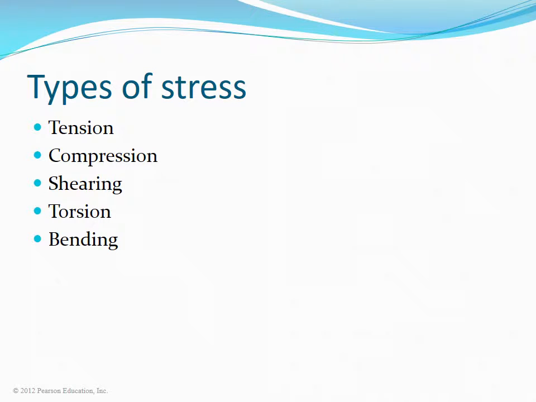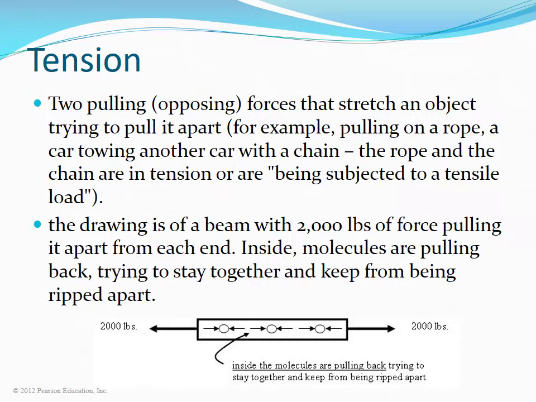There are 5 types of stress we will consider: tension, compression, shearing, torsion, and bending. Tension is 2 pulling opposing forces that stretch an object, trying to pull it apart. For example, pulling on a rope or a car towing another car with a chain. The rope and the chain are in tension or are being subjected to a tensile load. The drawing is of a beam with 2,000 pounds of force pulling it apart from each end. Inside, molecules are pulling back, trying to stay together and keep from being ripped apart.